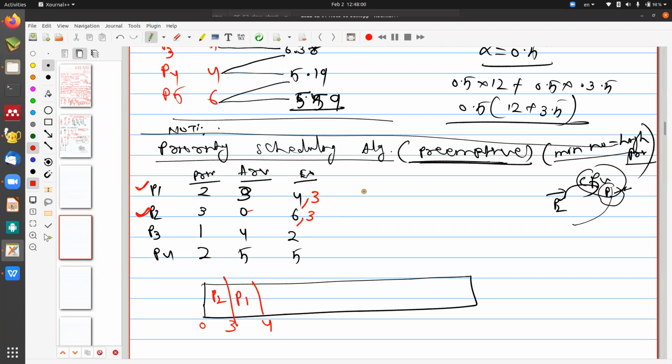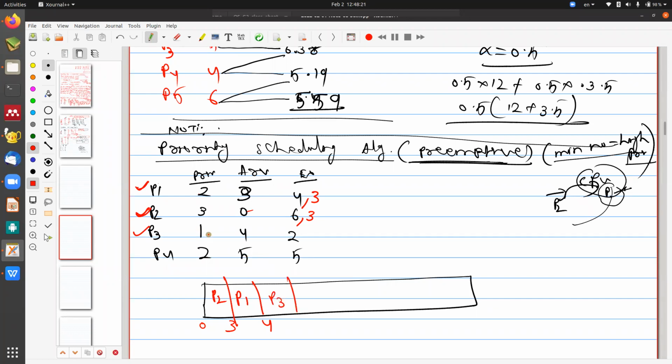If you are not understanding, please ask me. This is 3. Now what comes next? Who has arrived at 4 o'clock? This one. I just put a tick; a tick means these processes are currently present in the ready queue. Who is going to be executed now? This is P3. Very nice, minimum number, P3.